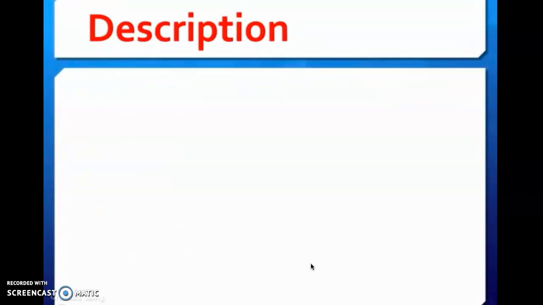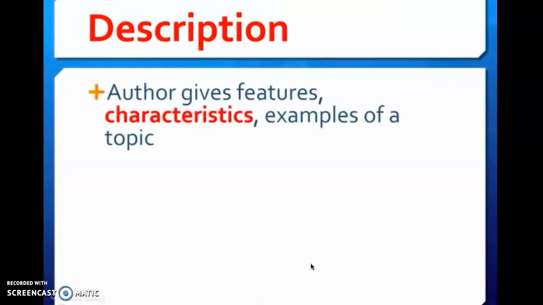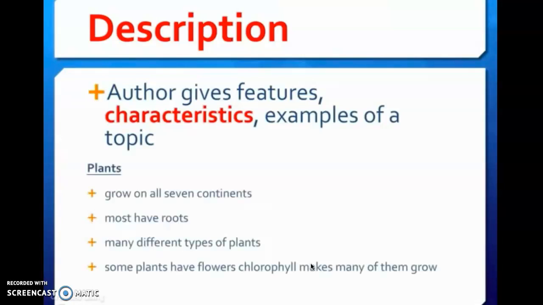The first type of text structure that we're going to look at is description. Description is when the author gives features, characteristics, or examples of a topic. Here's an example. Let's say you were reading a text about plants, and in the text the author told you that they grow on all 7 continents, most have roots, there's many different types of plants, some plants have flowers, and that chlorophyll makes many of them grow. These are all different characteristics or details about the topic plants, and the author has given you these details all together. It's describing the topic.